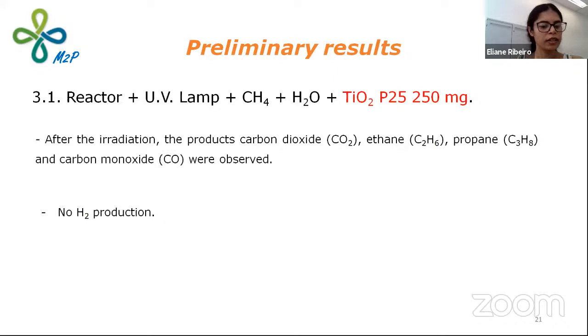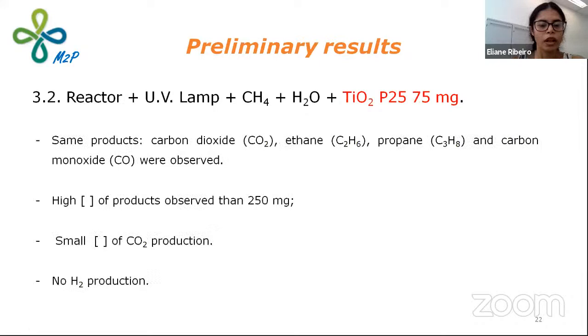Finally, 250 nanograms of titanium dioxide was introduced in the reactor, and the reaction was monitored after 1 hour of liquid-solid equilibrium. Before the radiation started, no products were observed. After the radiation, the products CO2, ethane, propane, and carbon monoxide were observed. After turning off the UV lamp, the reaction was monitored and no products were identified. It's important to note that hydrogen was not observed.